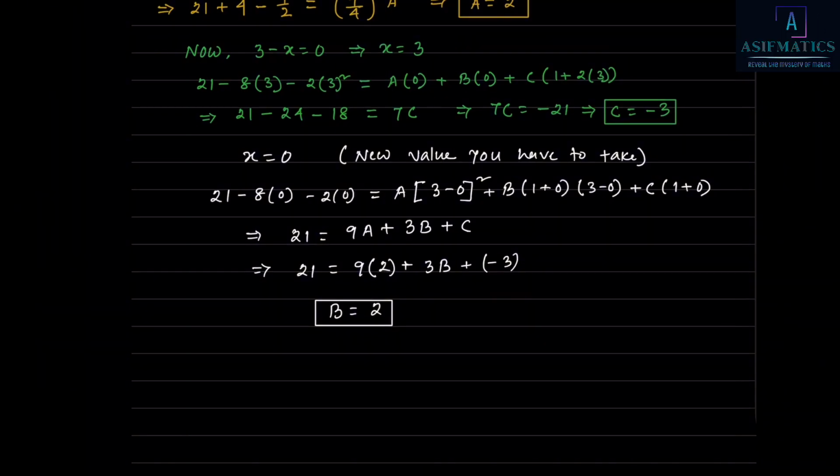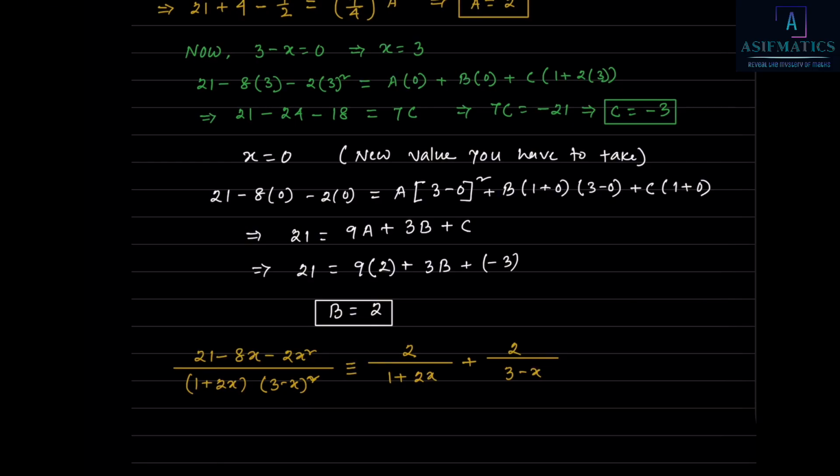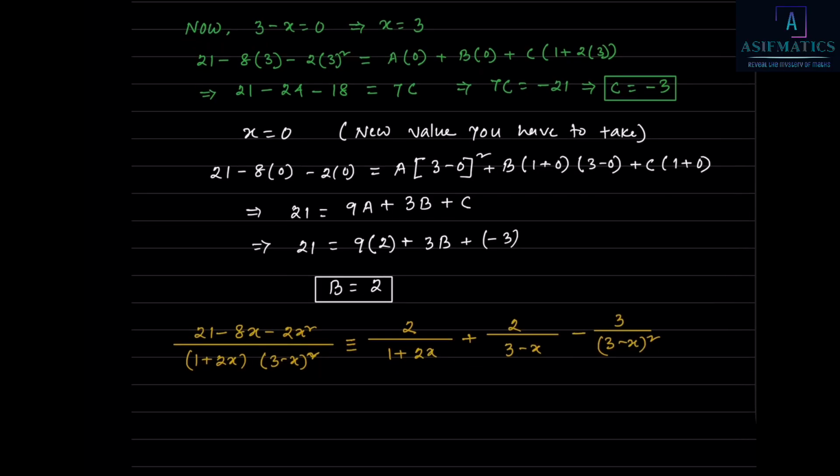So the partial fraction for this case is 21 minus 8x minus 2x square divided by 1 plus 2x into 3 minus x whole square, which is identical to, a is 2, so 2 by 1 plus 2x, plus b, so b is 2 again, so plus 2 by 3 minus x, and then plus c, but c is minus 3, so you can write minus 3 divided by 3 minus x whole square. So that is the answer for this partial fraction.